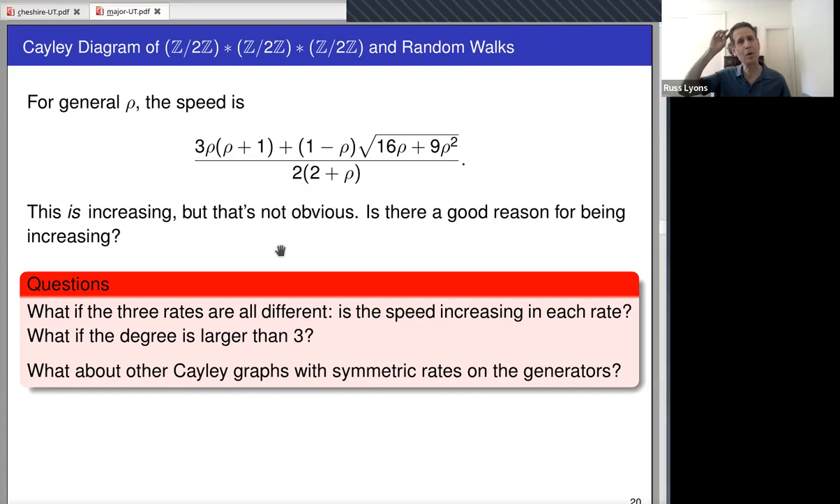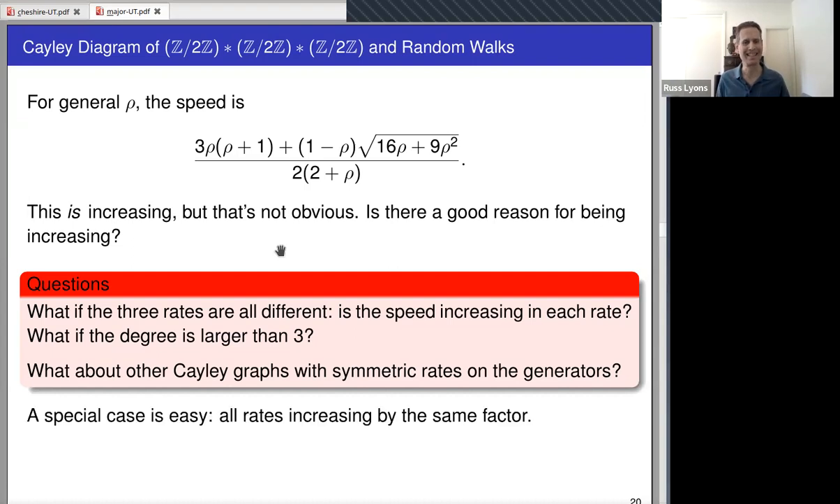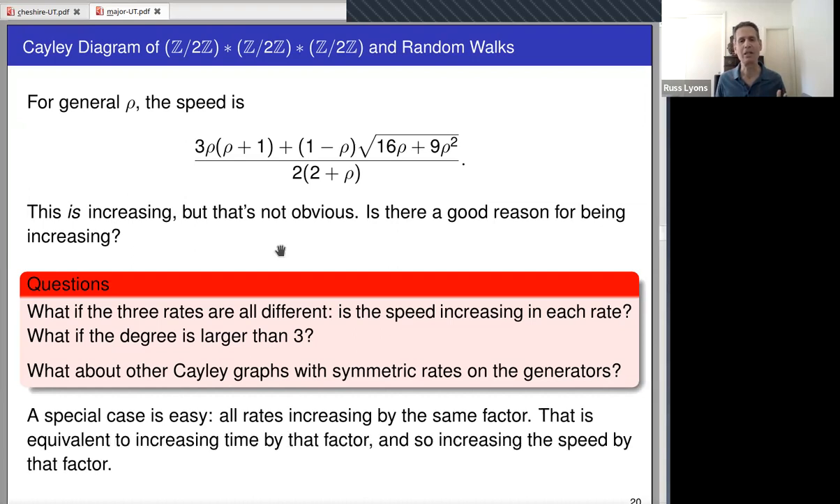So those are the questions I want to discuss in the remaining few minutes. Special cases is easy if we increase all rates by the same factor, because that's, as we saw, the same as increasing time by that factor. And of course, that increases the speed by that factor.